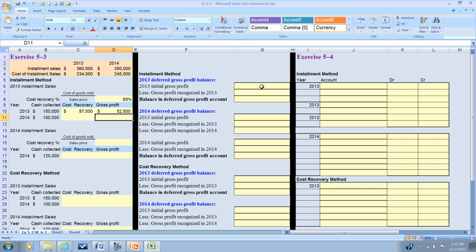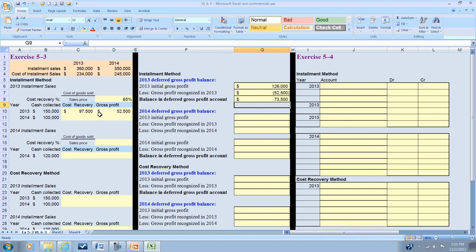So in 2013, the initial gross profit from the sale is our selling price minus our cost of goods. The gross profit of $126,000 has to be deferred until we have collections. Well, in 2013, we collected 52,500 of gross profit recognition, and that means we have a remaining balance to be collected in future years, a gross profit of 73,500.